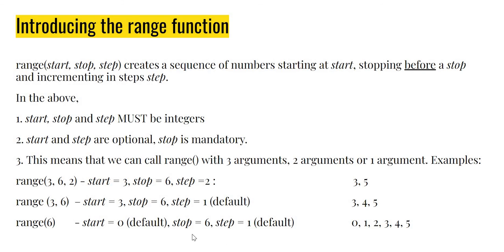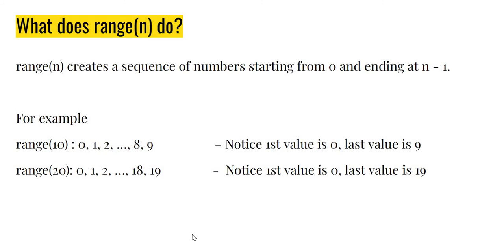So the one usage that we have to be very, very, very clear with, and we are going to use this in the pixel art also, is this range n. Basically, you can think of it as range stop. If I give a number n, for example, it creates a sequence of numbers starting from 0 and ending at n minus 1. So for example, if I give range 10, it's going to be 10 numbers: 0, 1, 2, until 8 and then 9.